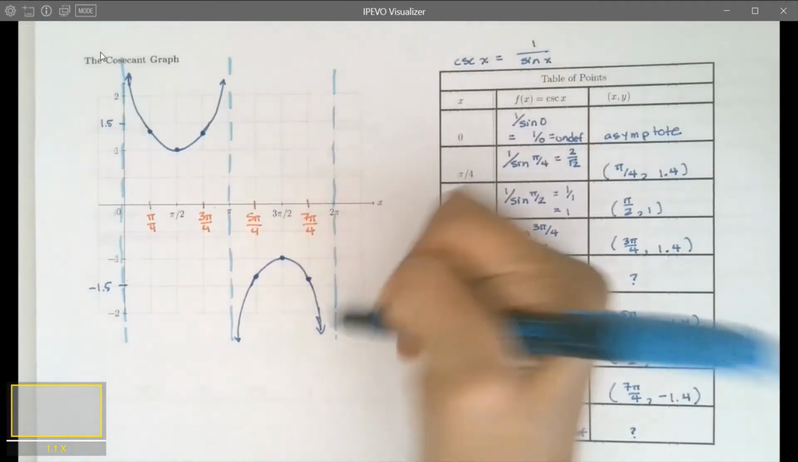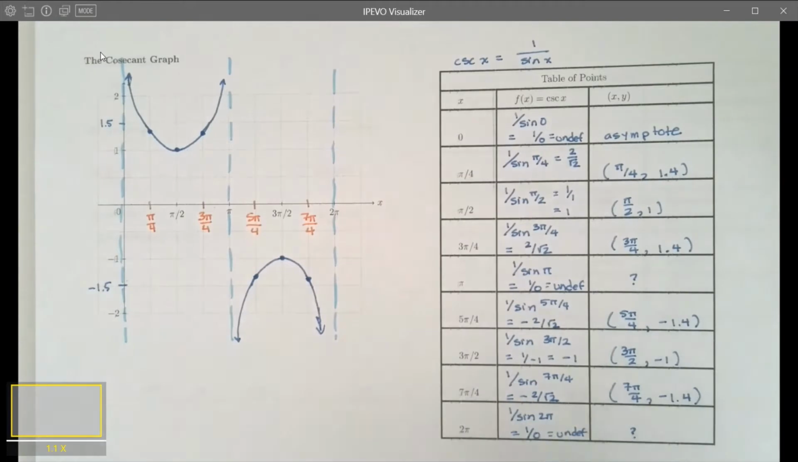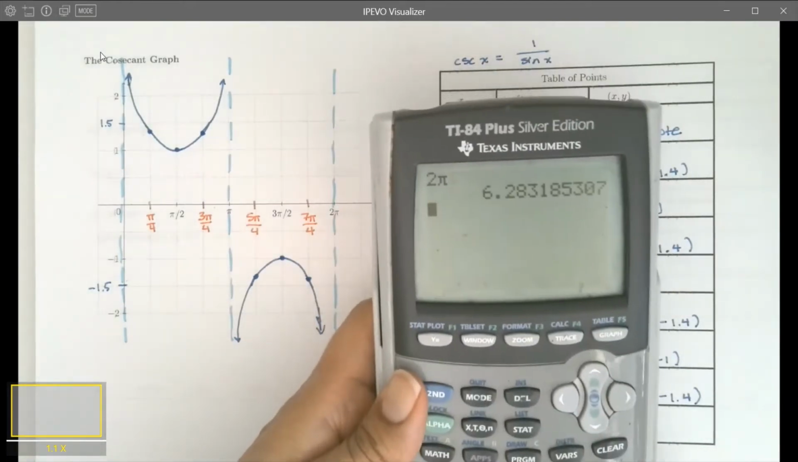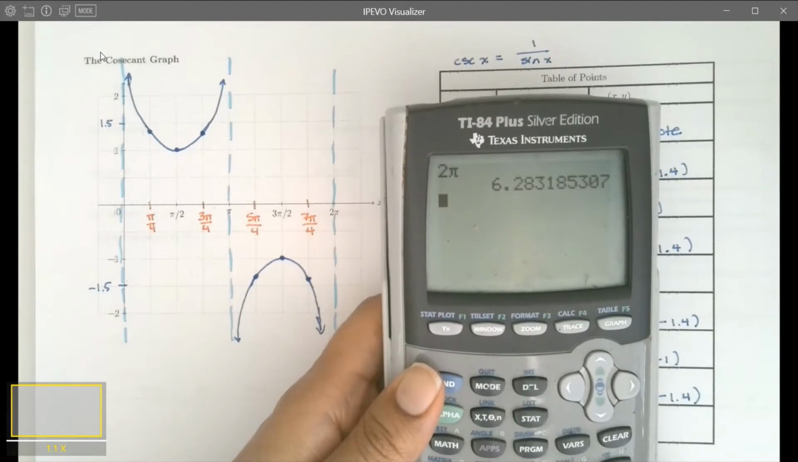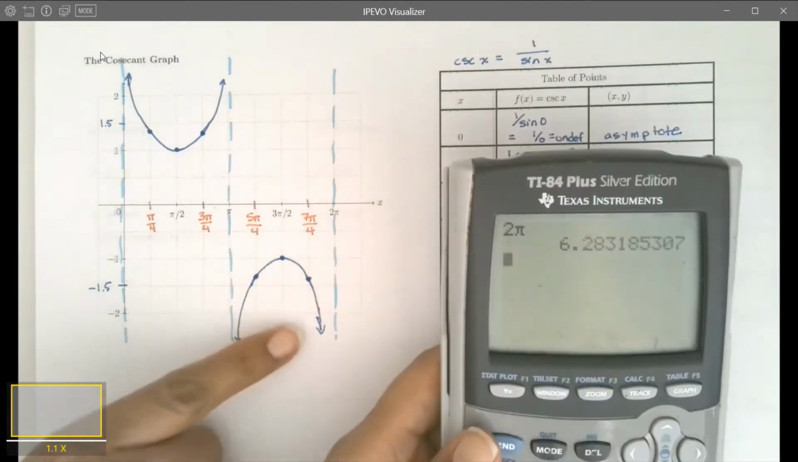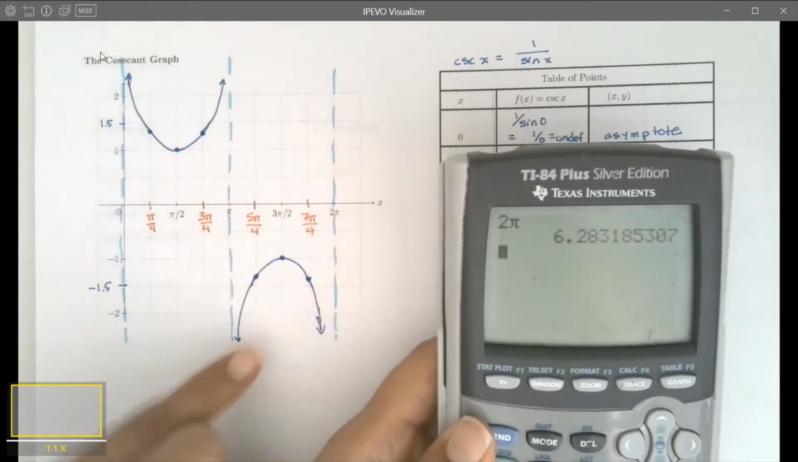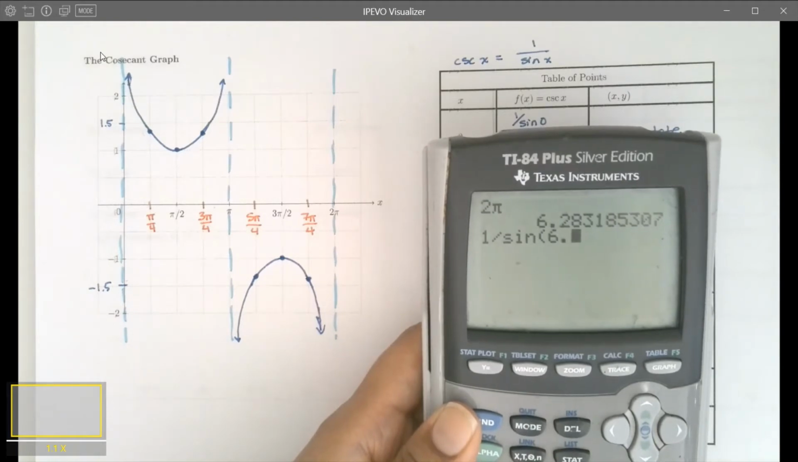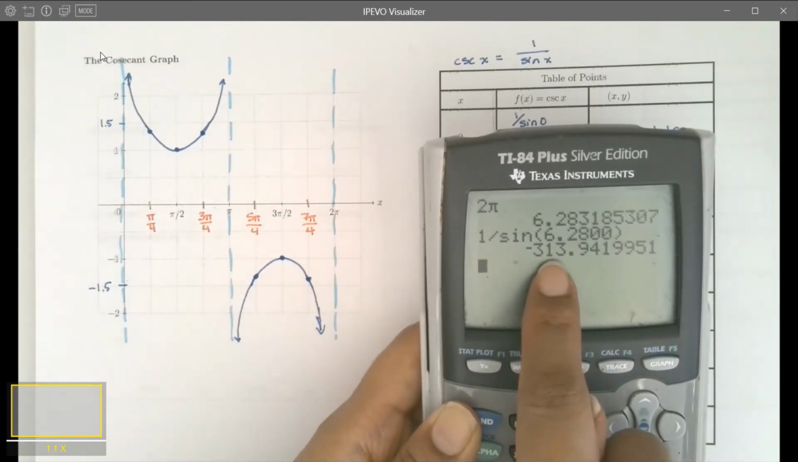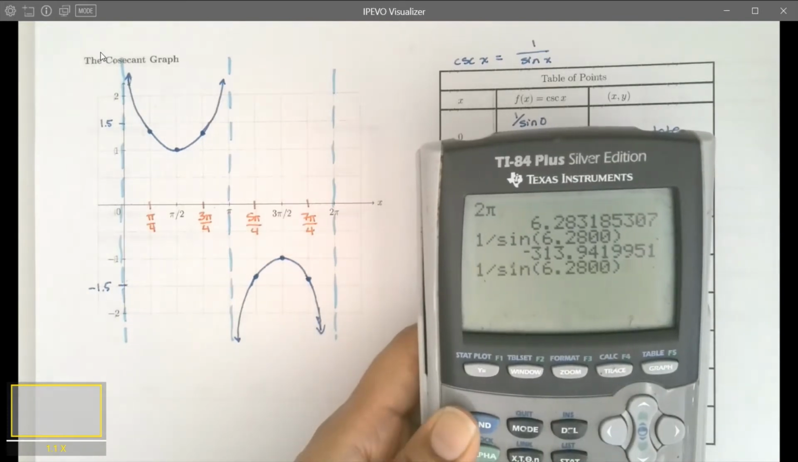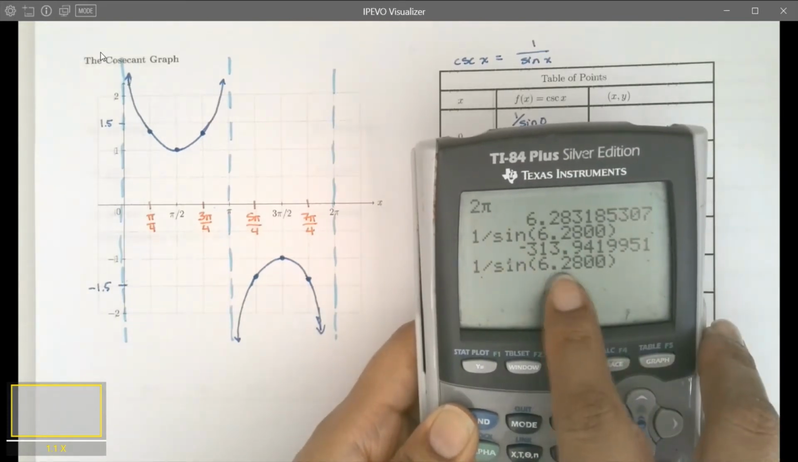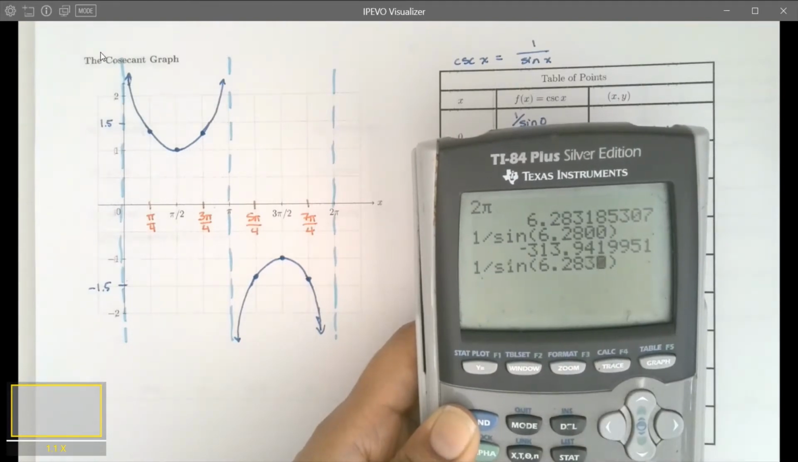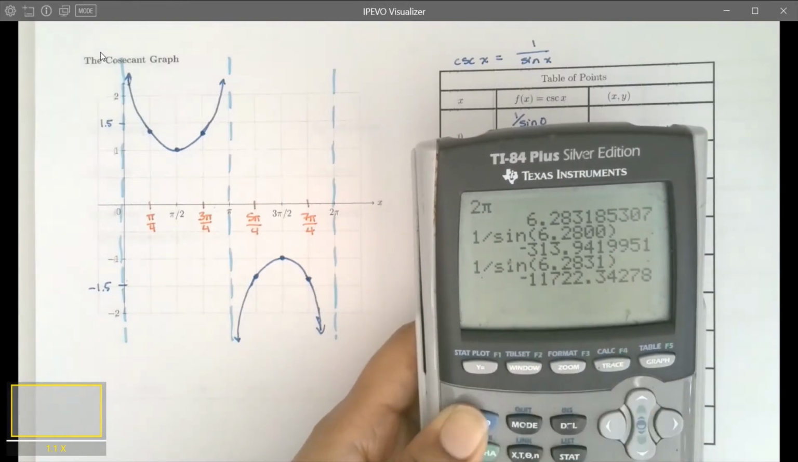Again, we haven't shown it, but we can do so on the calculator. 2 pi is 6.2831. If I try to look for a number that is less than 2 pi, but still pretty close, I can plug in 6.2800. That is less than that number, but close. And I see that we get negative 313. If I try to get even closer, let's say 6.2831, it starts to get more and more negative.